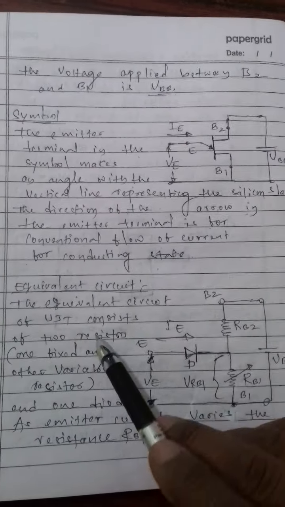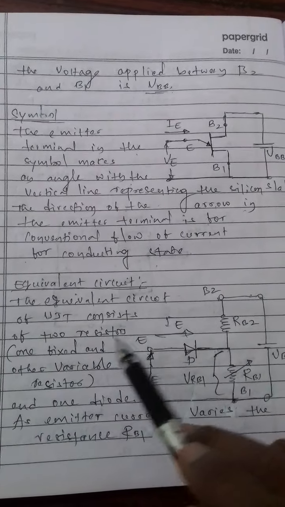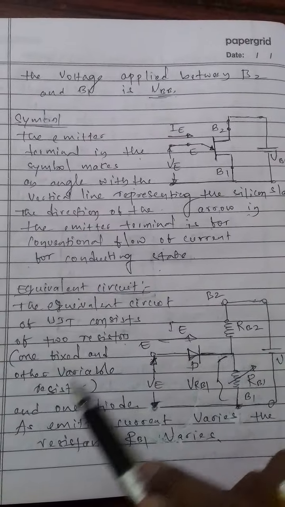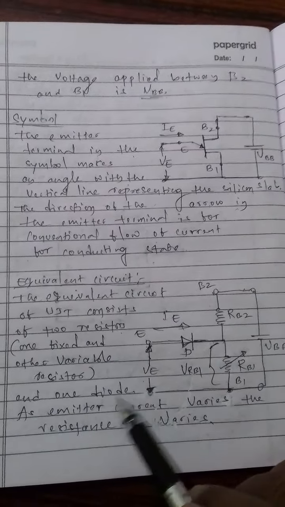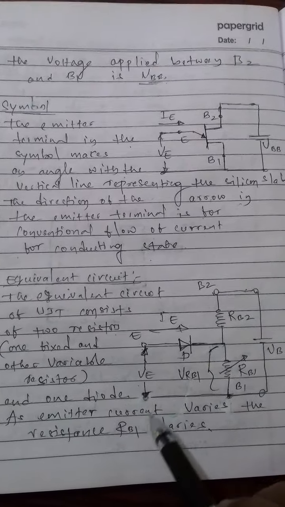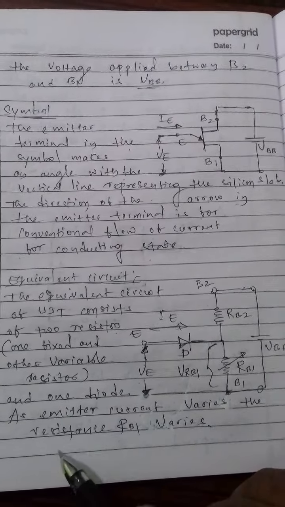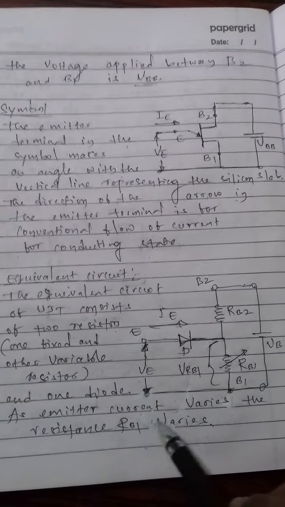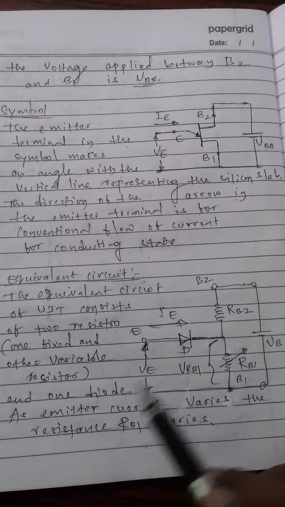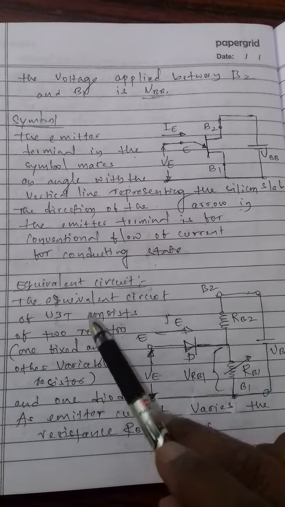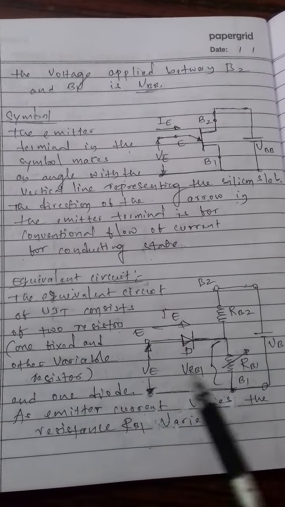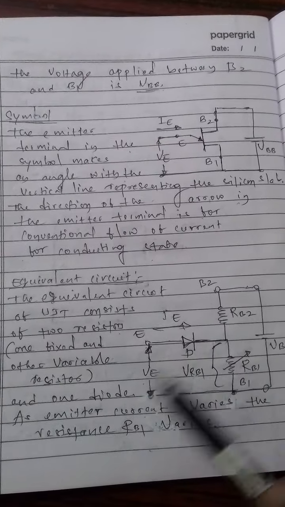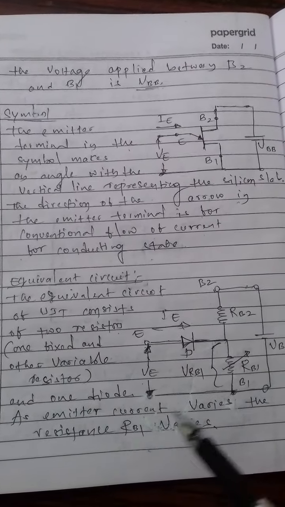Equivalent circuit. The equivalent circuit of UJT consists of two resistors, one fixed and another variable, and one diode. As the emitter current varies, the resistance RB1 varies.